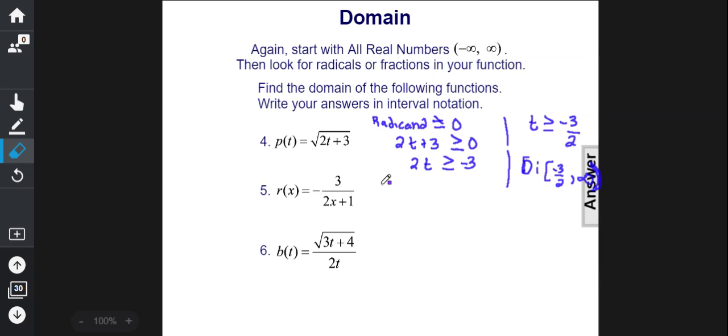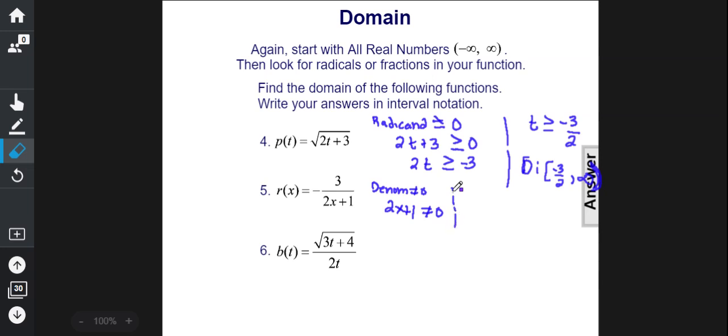For number 5, let's go through our process again. So first of all, do we have a radical? No. Do we have a fraction? Yes, we do have a fraction. Notice that unlike the other case, we don't have a radical and a fraction. But in this case, we know that 2x plus 1, our denominator, cannot be equal to 0. So 2x plus 1 is not equal to 0. So we need to solve this, get x by itself.